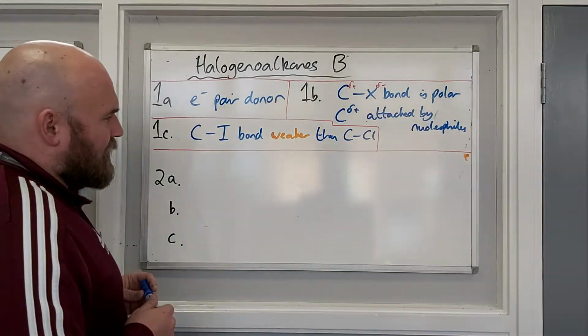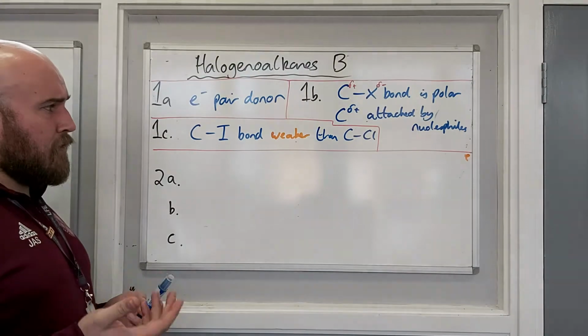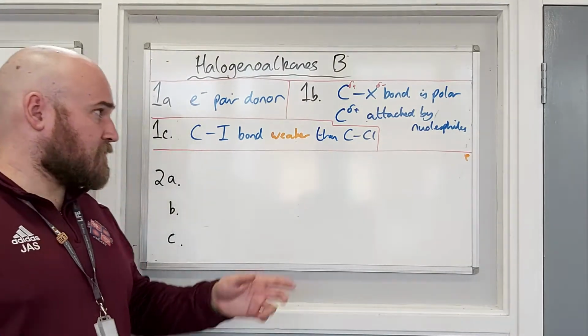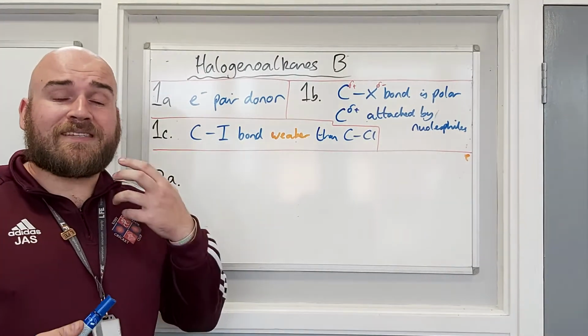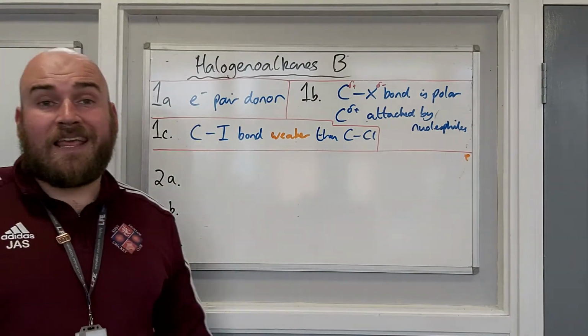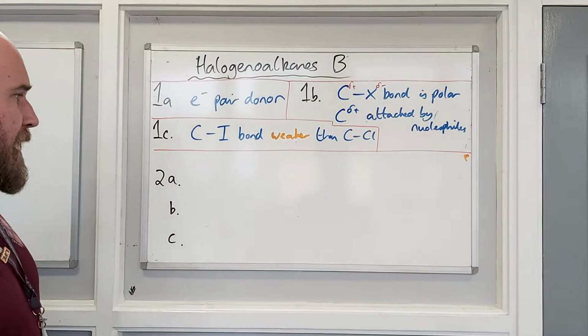And then why does the iodoalkane react faster than the chloroalkane? Remember, it's nothing to do with bond polarity, because the carbon-chlorine bond is more polar than the carbon-iodine bond. So it's everything to do with bond enthalpy. The carbon-iodine bond is weaker, has a lower bond enthalpy. It's easier to break, therefore it's more reactive.